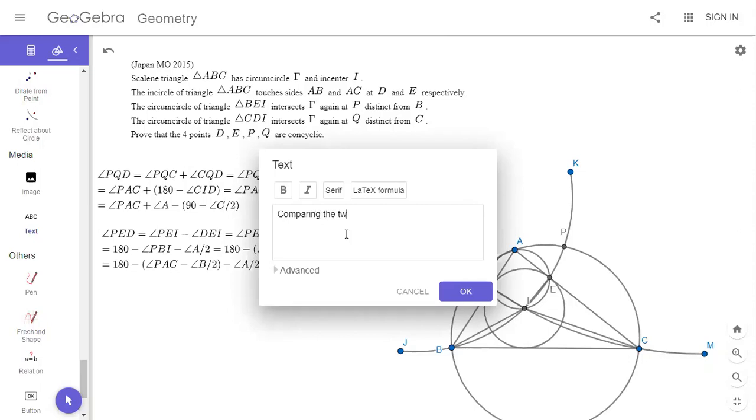So we'll just say comparing the two, and then we can show that PQD plus PED is 180. And so that means that PEPQ is cyclic. All right.